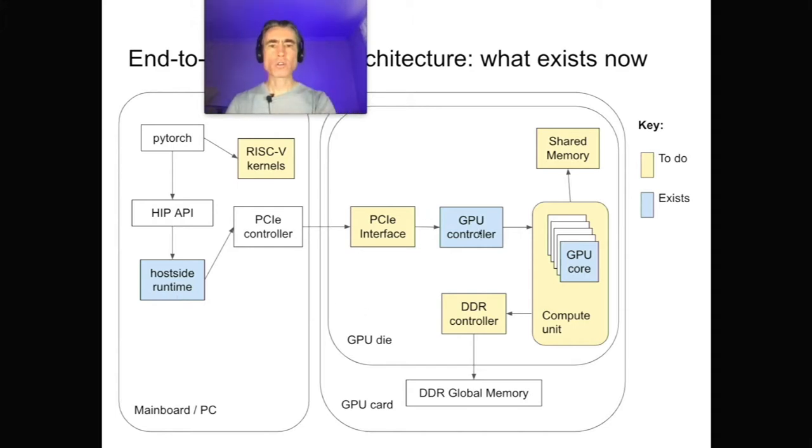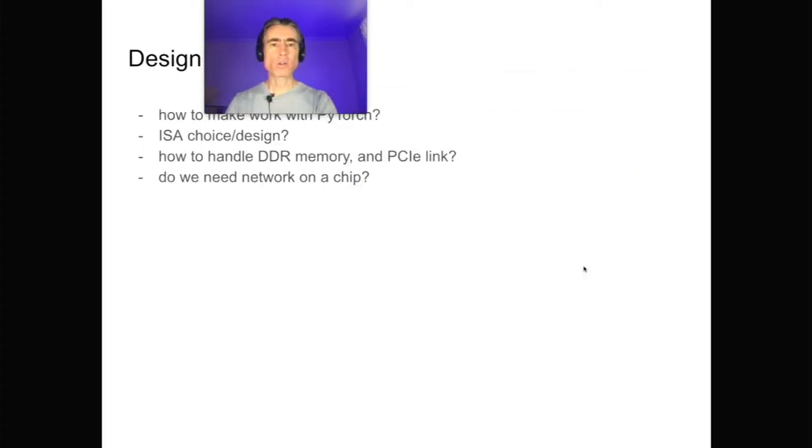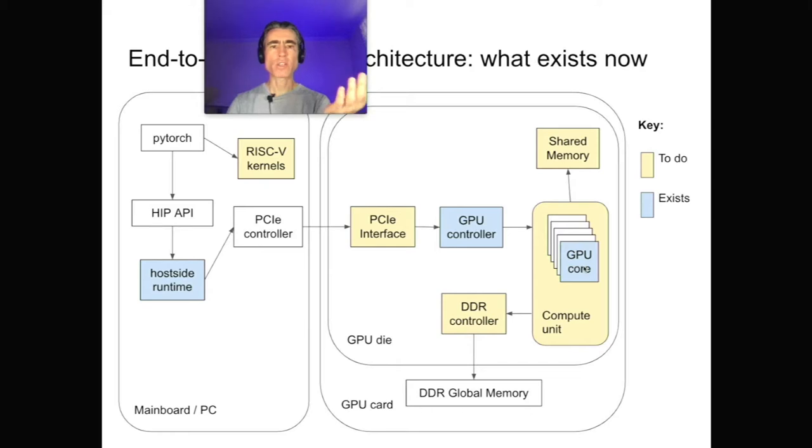We've got a GPU controller, which handles the other side of the communication and sits on the die. We've got a GPU core, which handles basic arithmetic, int and FP. Currently it's FP32, and we need to migrate that to FP16. We don't have the PCI interface or the DDR controller, and currently we haven't compiled these RISC-V kernels for PyTorch.